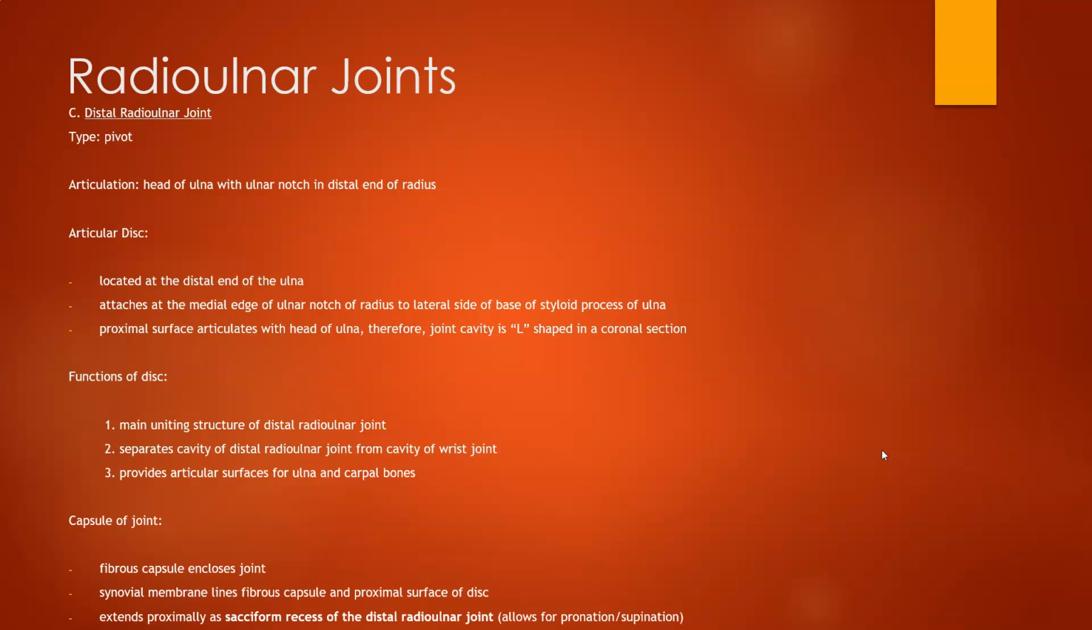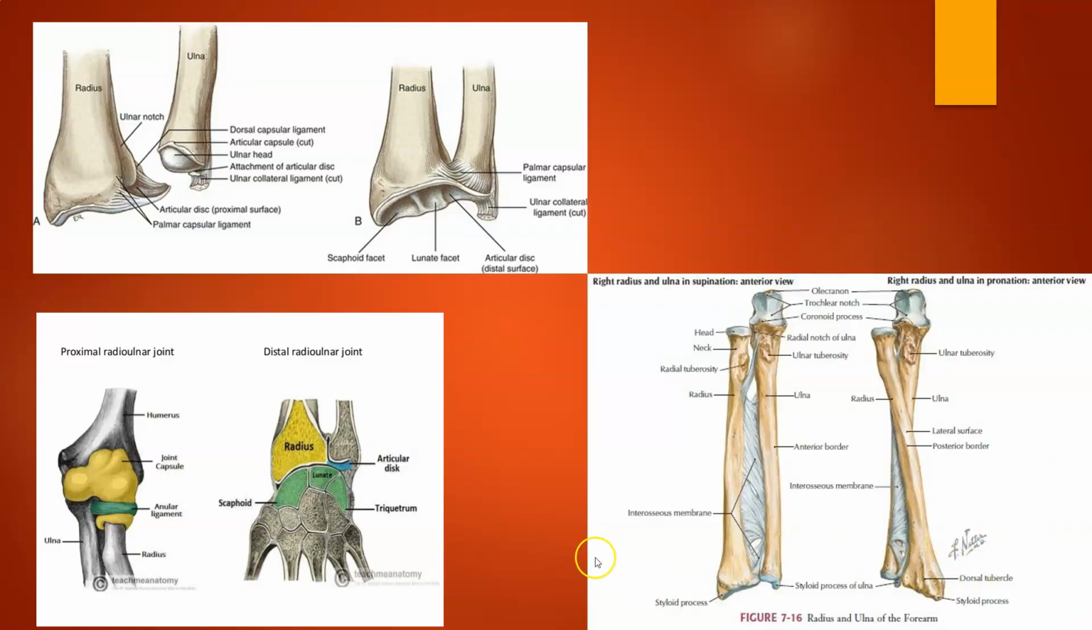The capsule of the distal joint is, of course, the fibrous capsule that encloses the joint, and as usual, because it's a synovial joint, the synovial membrane lines the fibrous capsule and the proximal surface of the disc, and it does extend a little bit proximally as a sacciform recess of the distal radioulnar joint. This allows a larger, more loose configuration of both the proximal sacciform recess and the distal. It allows a looseness that provides for the amount of movement that occurs at both these joints, which results in both pronation and supination, which we can see here.